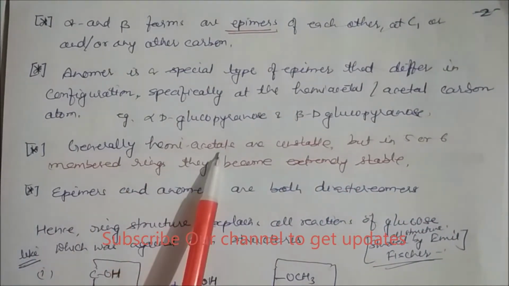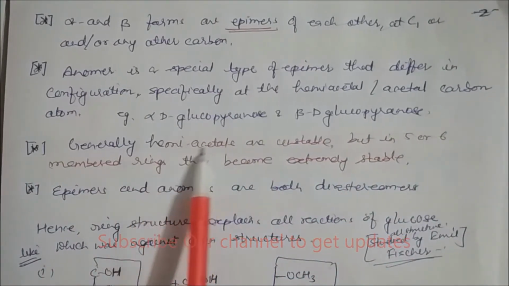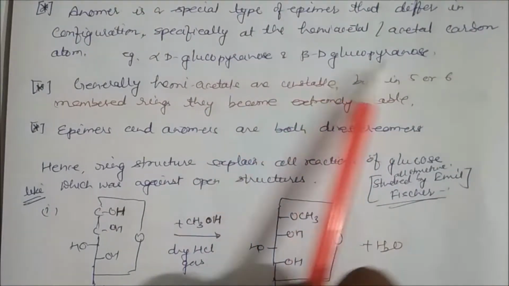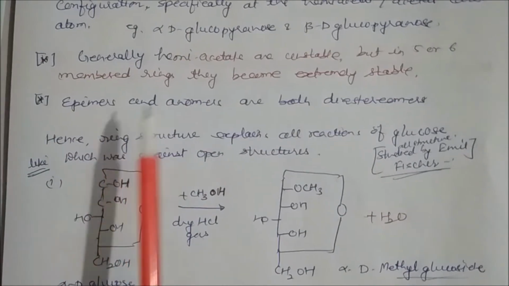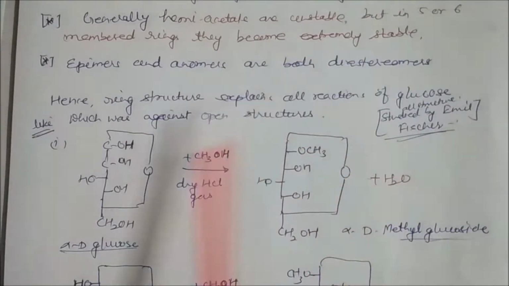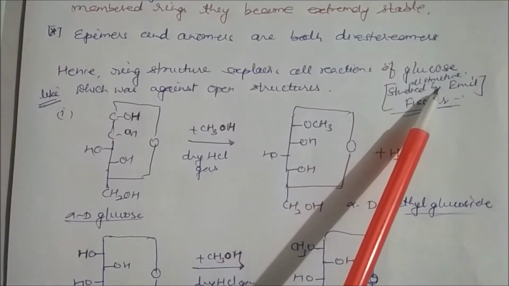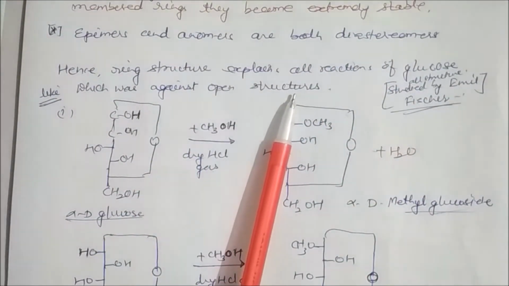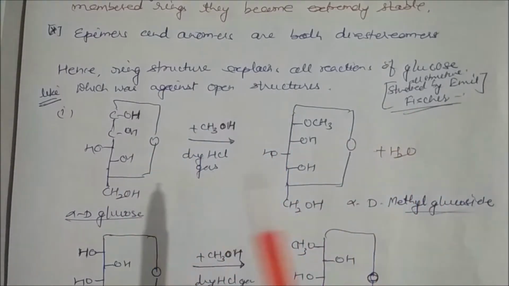So generally these hemiacetal carbons are unstable. But when they are in the form of a 5 or 6 member ring, they become extremely stable. So these two are stable cyclic glucose. Epimers and anomers are both diastereomers, you have to remember. Hence the ring structure explains all reactions of glucose which the open structure could not. All these structures were studied by Emil Fischer, and after studying, he gave the reactions.